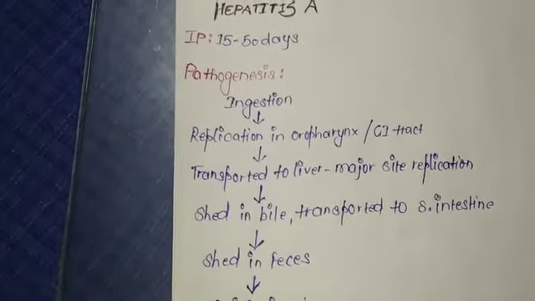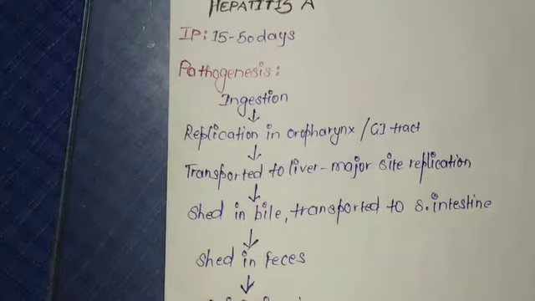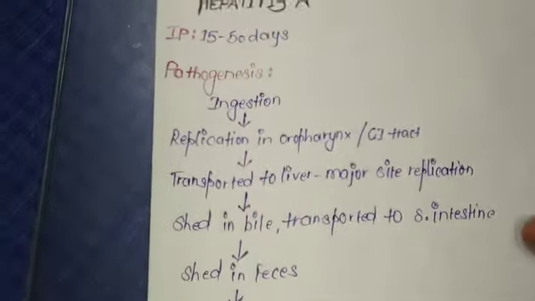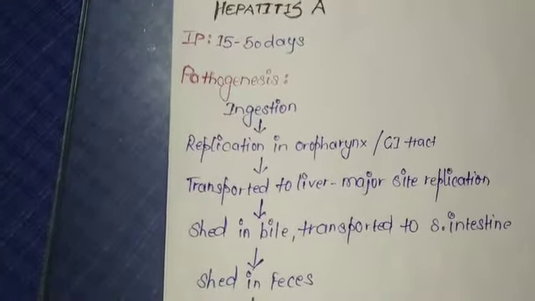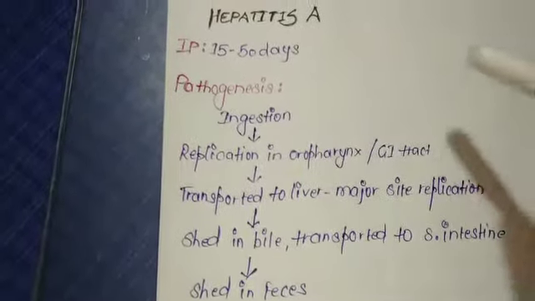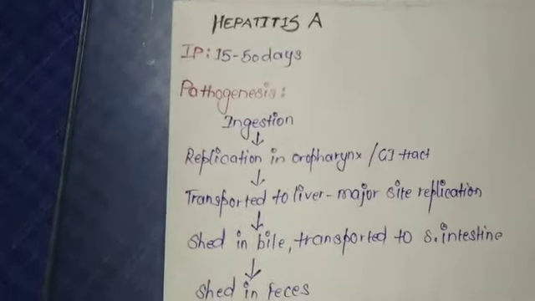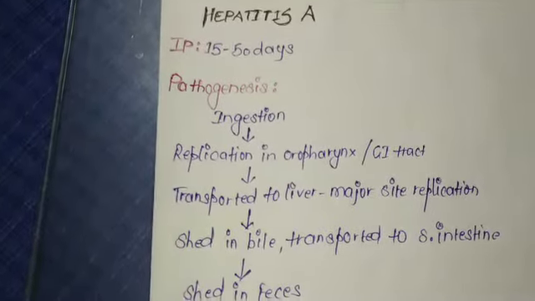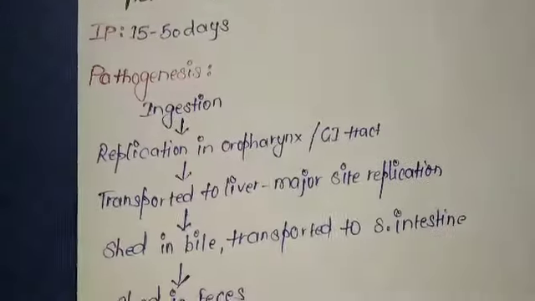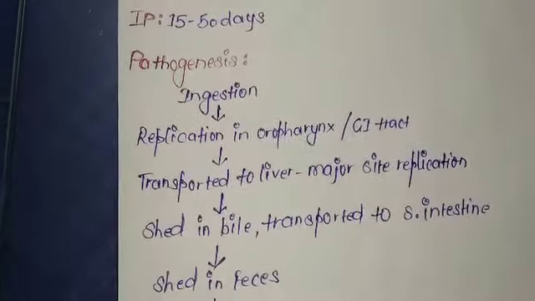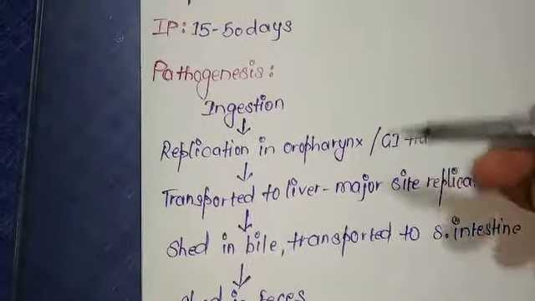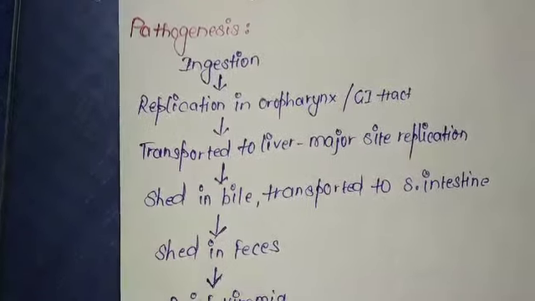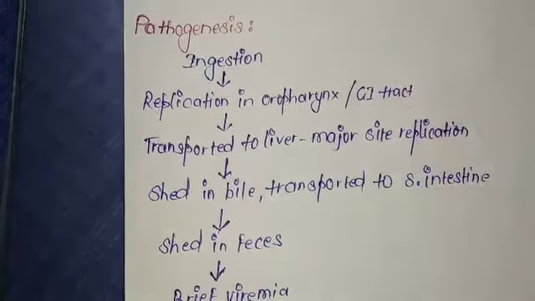Yesterday we completed the Hepatitis A virus, its cultural characteristics and the introduction part. So today we'll see the incubation period. Actually, the incubation period of Hepatitis A virus is 15 to 50 days, and the pathogenesis: how it spreads to the human body and causes the disease or damage to the liver.